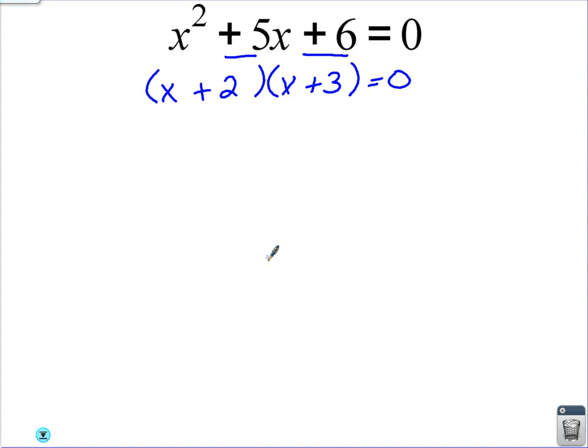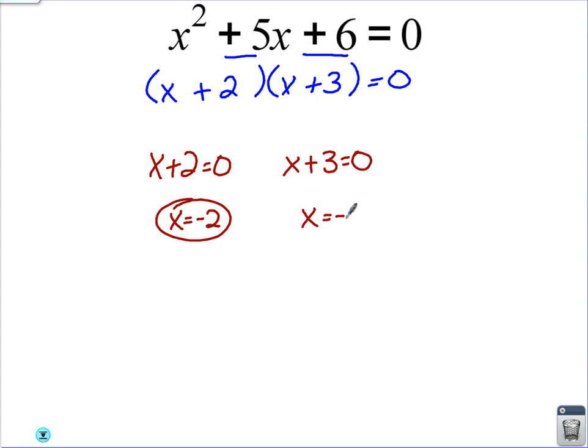That's just like the last problem. Because, if two things multiply to give me 0, what must be true about one of them? One of them is 0. So either x plus 2 is 0 or x plus 3 is 0. We solve each of those by moving the 2 over, moving the 3 over. I get x is negative 2 or x is negative 3. Two solutions.